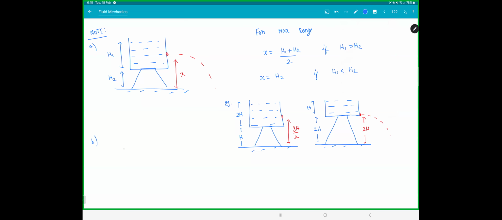So that is one. Another kind of questions, right? Suppose the container is on the ground. If you make a hole from the top, let's say x, or if you make a hole from the bottom, let's say x, you will observe you get the same range. And if you make the hole exactly at the center, maximum range.